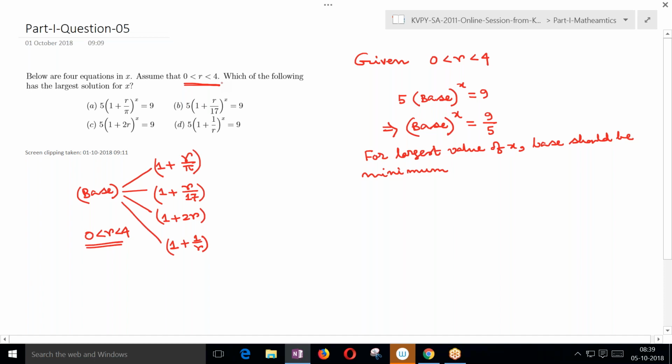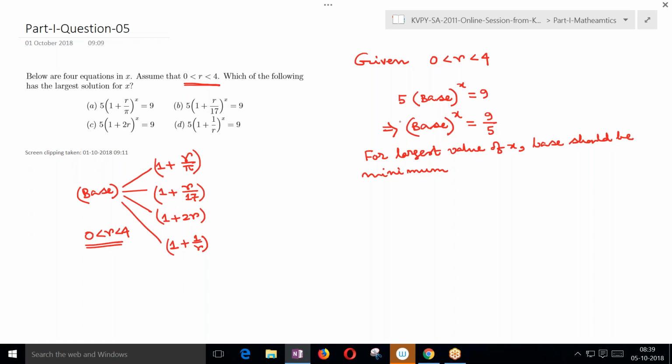Now we see that all the equations fall into the same category: 5 into some base power x equals 9, meaning 5 into base power x equals 9, which means base power x equals 9 by 5. Now for the largest values of x, the base should be minimum. Yes, that is the very fundamental of the number system.